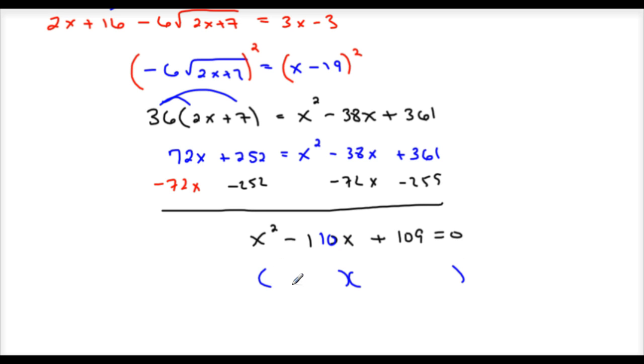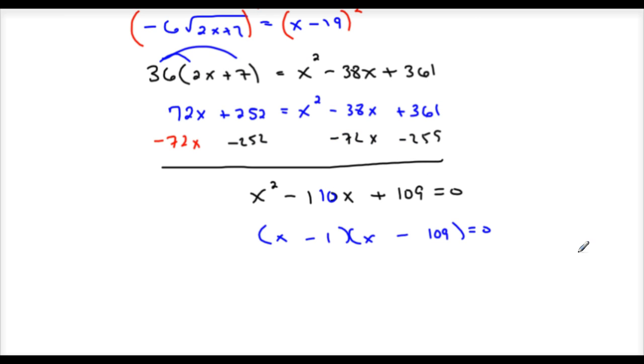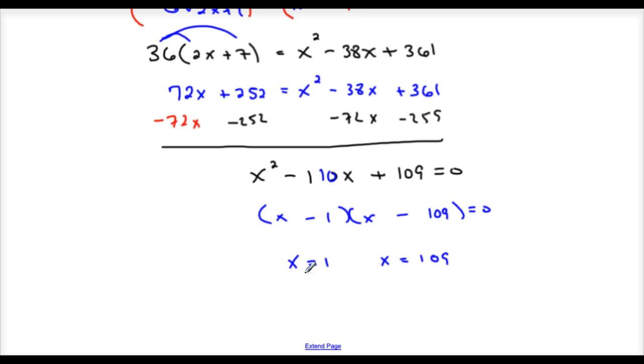So when I factor this, x and x, factors of 109 that give me 110, 1 and 109. These will both be negative, equals 0. So my two solutions here are x equals 1 and x equals 109. Next step here is to go back, plug these into your original, and see if you have any extraneous solutions. So if you plug in 1, you'll get 0 equals 0, so x equals 1 works. If you plug in 109, you'll see that this doesn't work. So your answer is x equals 1.